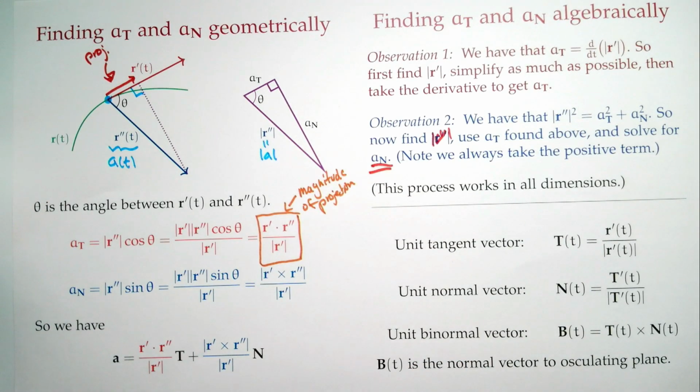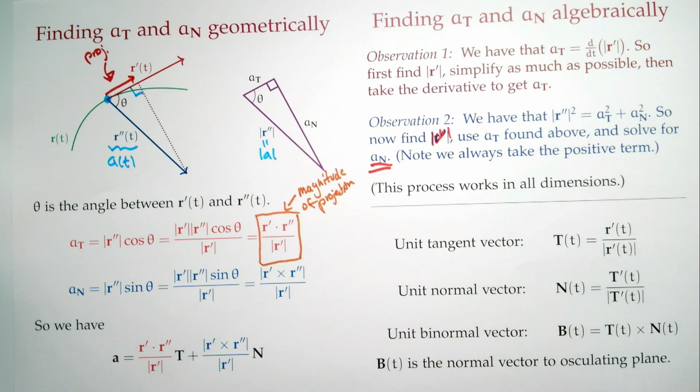A few things to note. There's this comment here, this process works in all dimensions. The reason I mention that is what's true about a cross product. It's a three-dimensional thing. So if you're dealing with a particle that happens to be traveling through dimension 8, you can't use the cross product. But the algebraic approach works perfectly fine. That's something to keep in mind.